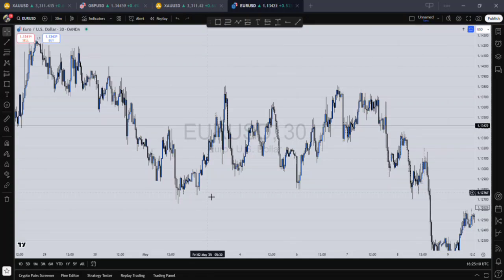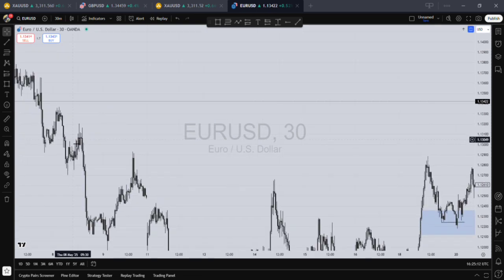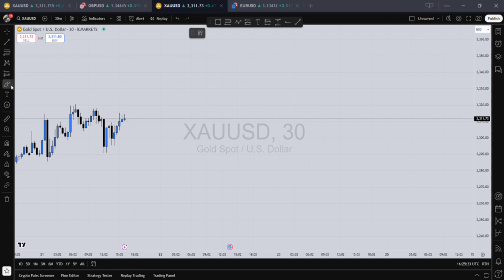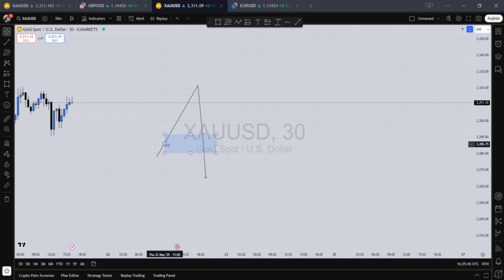All right. So what happens when the fair value gap is not respected? For example, let's say we have a fair value gap around here, and price broke it without reacting.